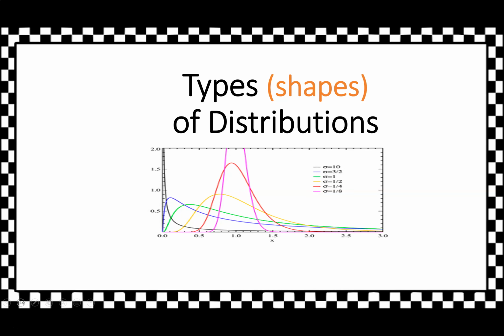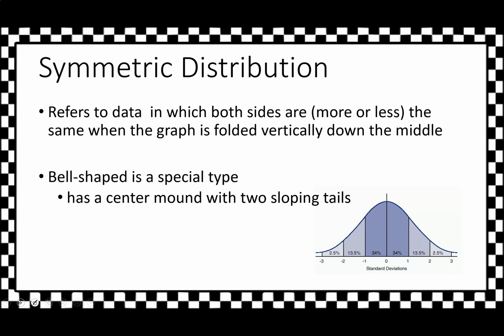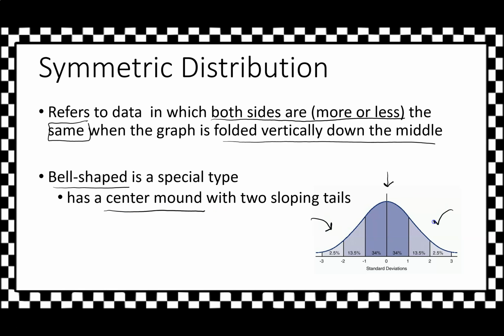Let's talk now a little bit more about the shapes of these distributions. So first we have the symmetric distribution. This is when both sides are more or less the same. When you fold vertically down the middle, you would see that it would be the same on both sides. A bell-shaped curve is also a type of symmetric distribution. That is when the center is mounded at the middle, and then you've got two sloping tails. So this would be a bell curve.